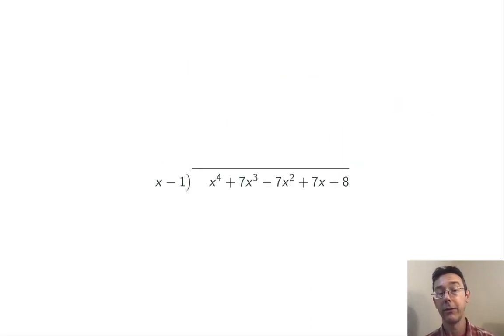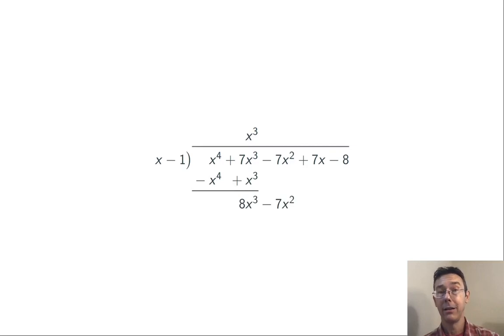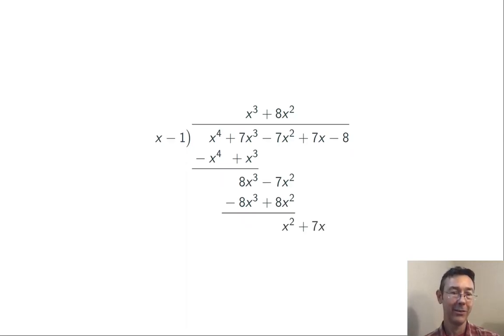X to the fourth plus 7x to the third minus 7x squared plus 7x minus 8 divided by x minus 1. What do I need to multiply x by to get x to the fourth? X to the third. I multiply, changing the signs as I go, and then add. Bringing down the next term, 8x to the third minus 7x squared. I need to multiply x by 8x squared to get 8x to the third. Multiply, change the sign, and then add, bringing down the next term.